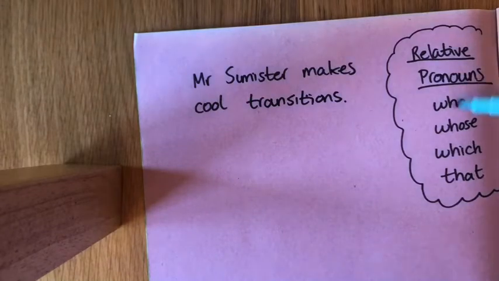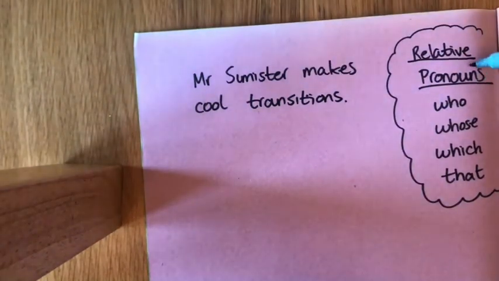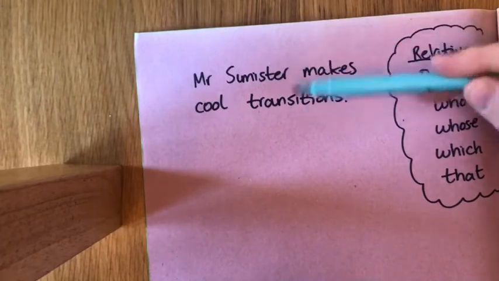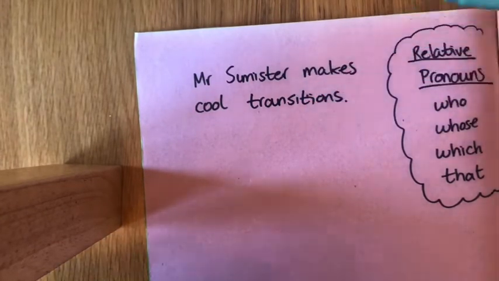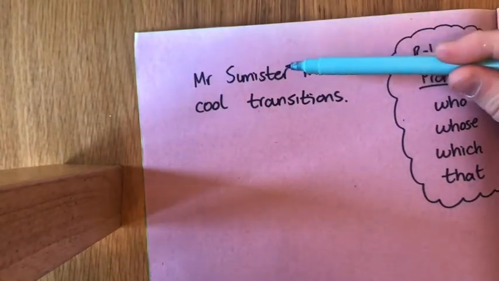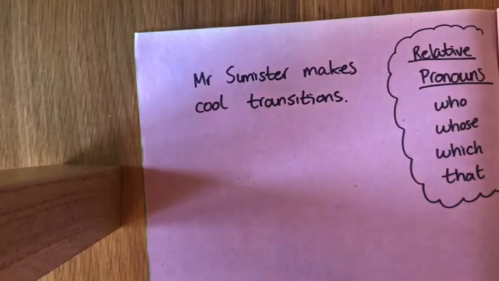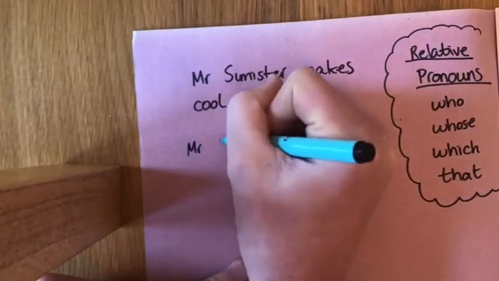However, we can improve it using a relative clause. Relative clauses are going to start with a relative pronoun. There's quite a few, but these are probably the 4 most common: who, whose, which, and that. We're going to use them to tell us a bit more information about the noun in this sentence. We've got 2 nouns, Mr. Simister and transitions. Often relative clauses are going to go after the first noun. So I'm going to tell us something else about Mr. Simister.